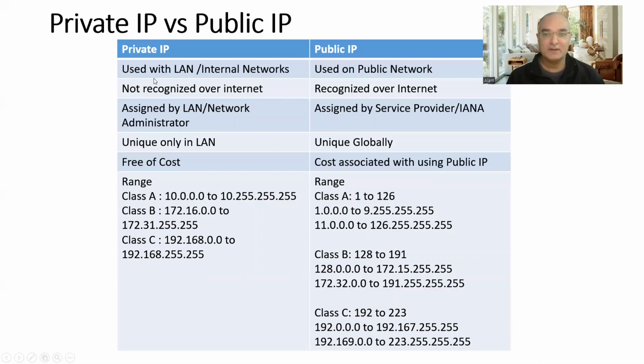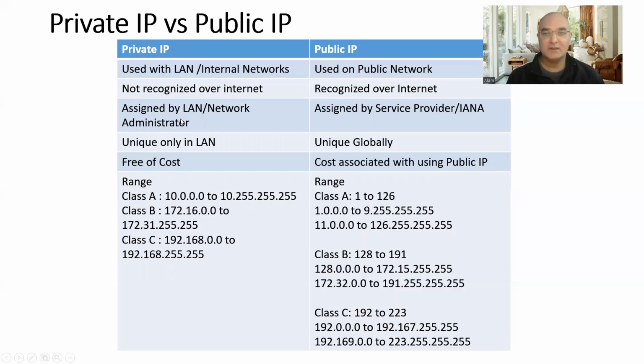The first difference is the private IPs are used in the internal network. So they are not public facing and they're not accessible over the internet. Whereas the public IP addresses are used on the public network, which means they are accessible over the internet.